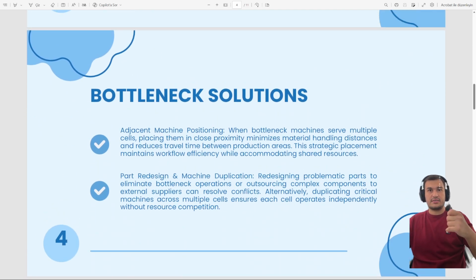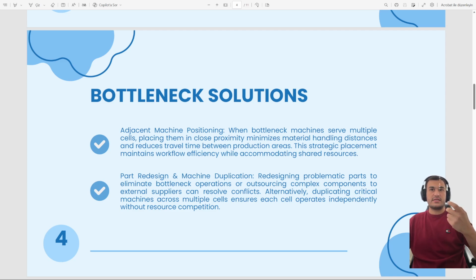In these cellular layouts, we can sometimes have some problems with bottlenecks. Firstly, we should know what a bottleneck is, and then we need to look at bottleneck solutions. Sometimes you will find a part that needs to be processed by a machine that belongs to a completely different cell. We call this resource a bottleneck. To solve it, we have some solutions.